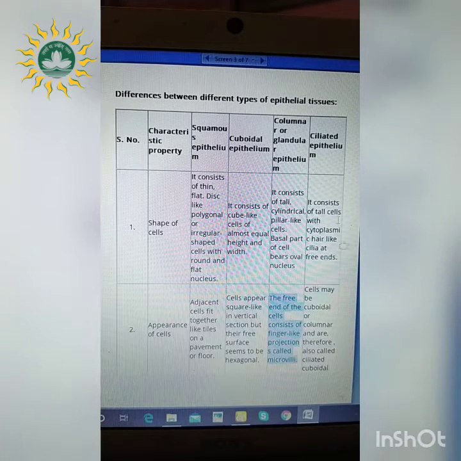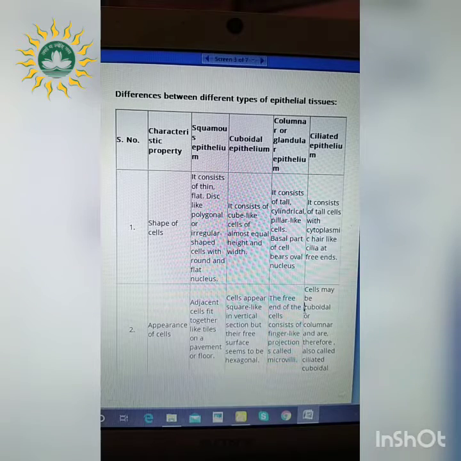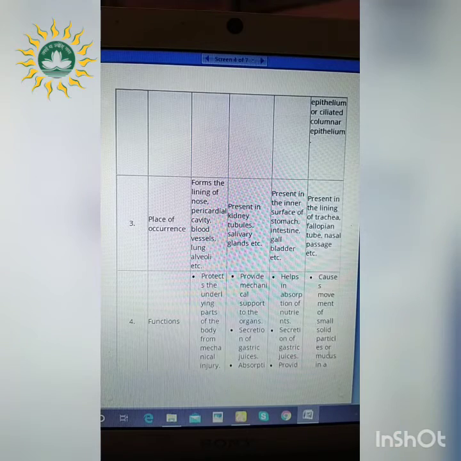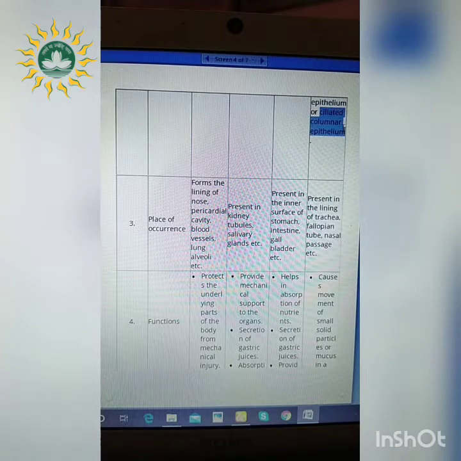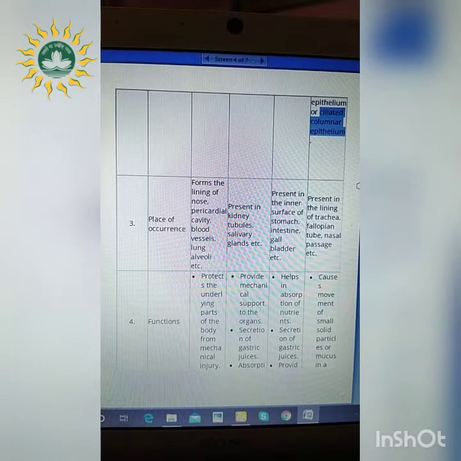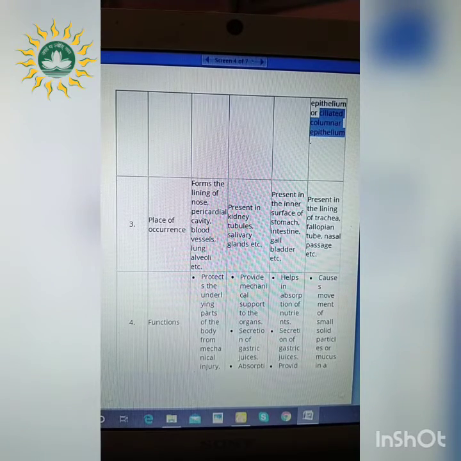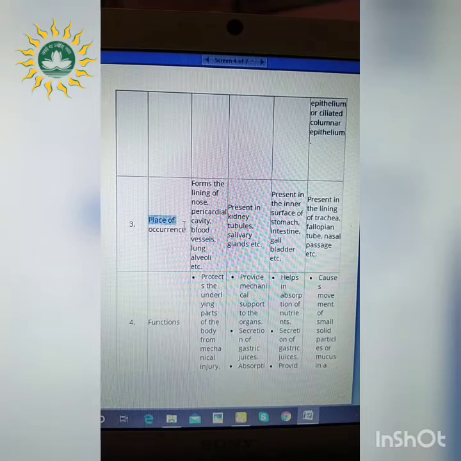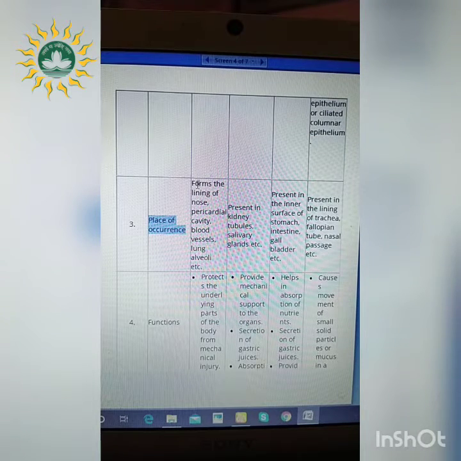Whereas in ciliated epithelium, the cells can be cuboidal as well as columnar. Therefore, they're also called ciliated cuboidal epithelium or ciliated columnar epithelium. If it is cuboidal in shape, it is ciliated cuboidal epithelium. And if it is columnar in shape, then it is ciliated columnar epithelium.